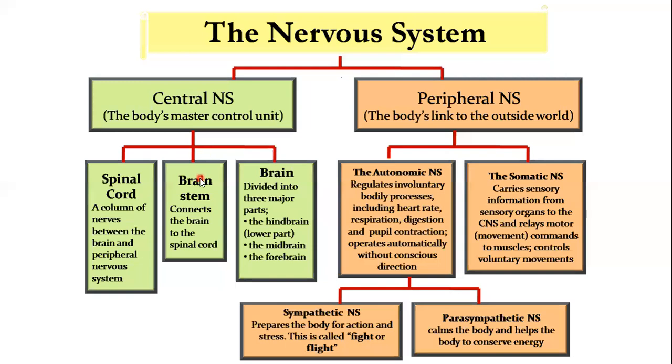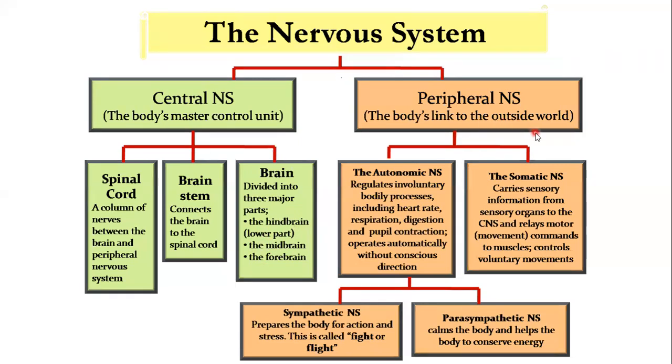So the central nervous system contains the spinal cord, the brain stem, and the brain. So the brain stem goes up inside the brain, and the brain itself is part of the central nervous system. And the brain has three parts: the hindbrain, which is the lower back part. Then you have the midbrain, which is found between the hindbrain and the forebrain. Then you have the forebrain, the frontal part.